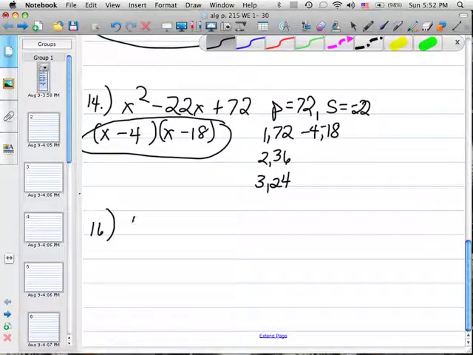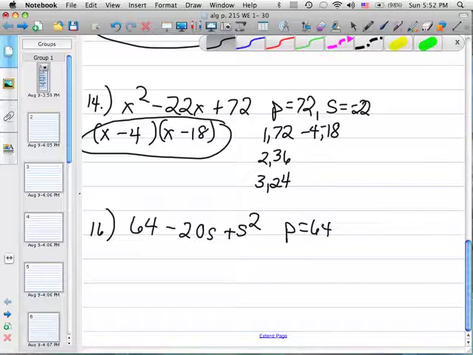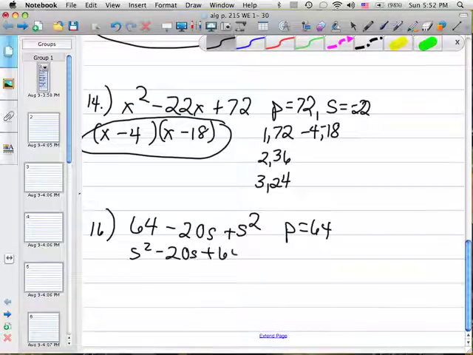Problem number 16. This is in increasing order. It's okay to leave it this way. Product has to be 64. If you leave it this way, just realize the product is at the beginning. You could rewrite it as s squared minus 20s plus 64. Doesn't matter. And the sum is negative 20.